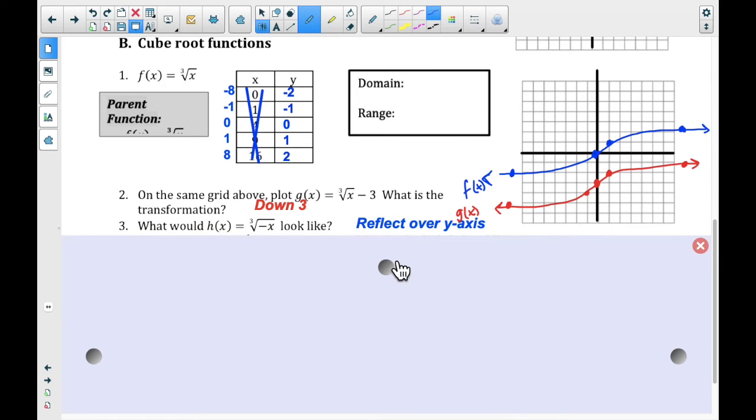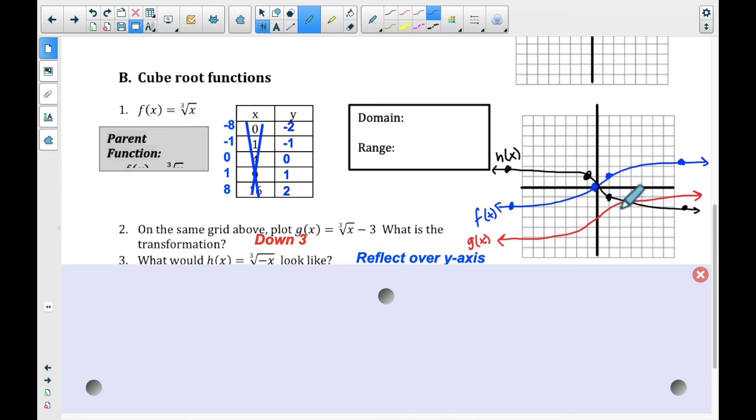The next one says, what if the negative is on the inside? If the negative is on the inside, it's going to reflect over the y-axis. And for this function, that's not going to be much different than reflecting over the x-axis, but for many functions it is different. But anyway, this is going to be reflecting over the y-axis. Let me show you what that's going to look like. So I reflected over the y-axis, and now I have this line. This h of x is the y-axis. I just reflected each of those points actually across the y-axis to get them.